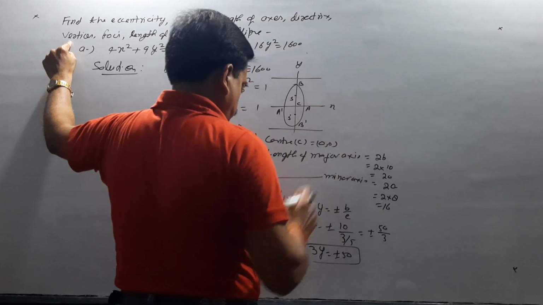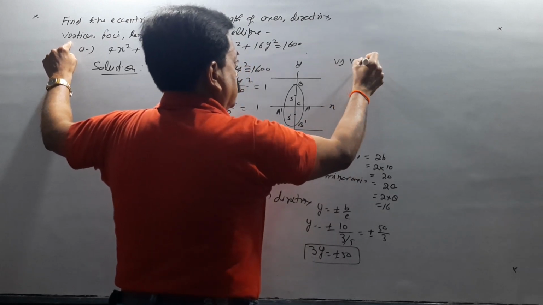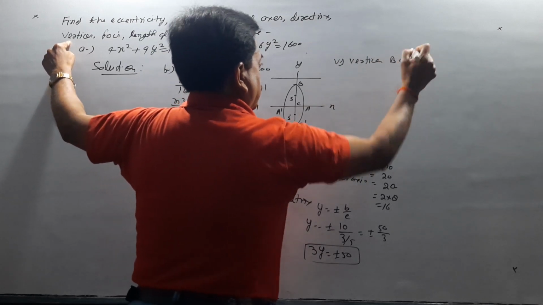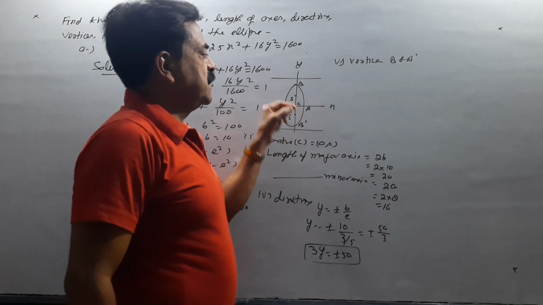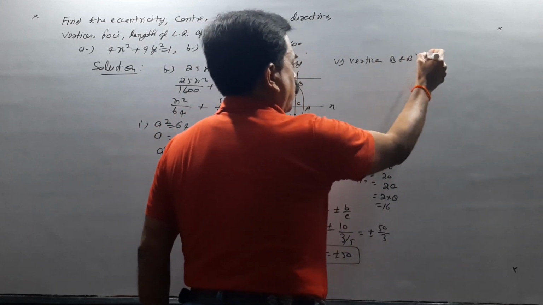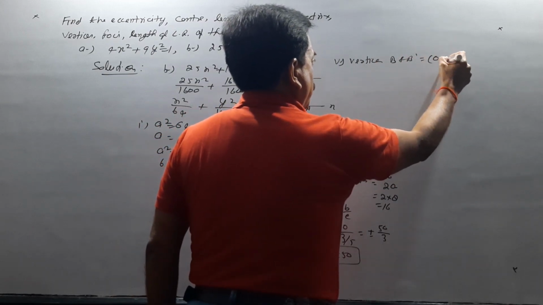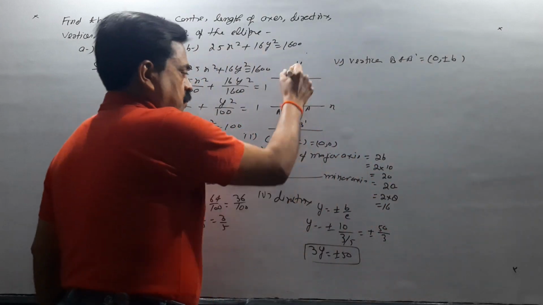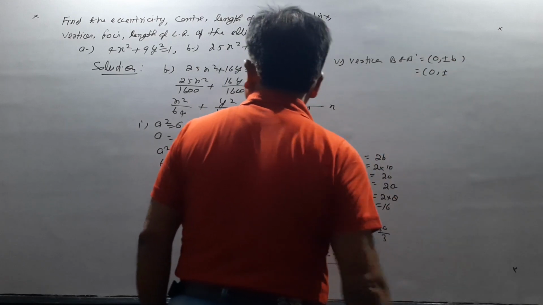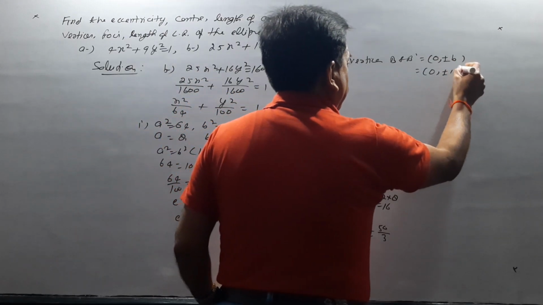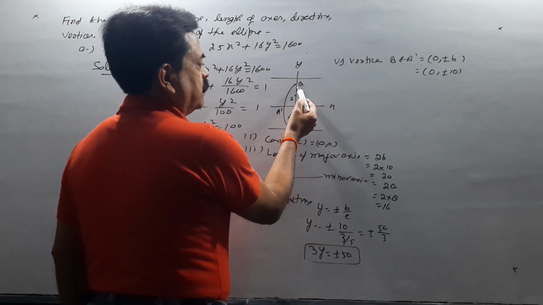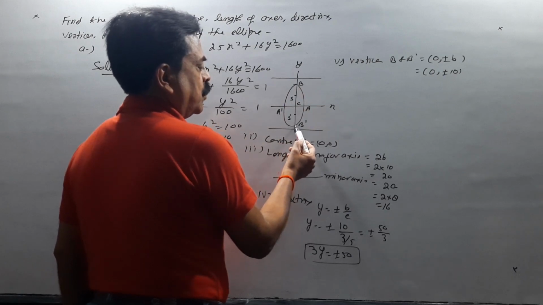Vertices B and B dash. As we know, vertices means the end points of the major axis. The major axis is BB dash, so the ends are B and B dash. Their coordinates are 0, plus minus b, because B and B dash are lying on the y-axis, so the x coordinate is 0. 0, plus minus b is 10. So 0, plus 10 are the coordinates of this point B, and 0, minus 10 are the coordinates of B dash.